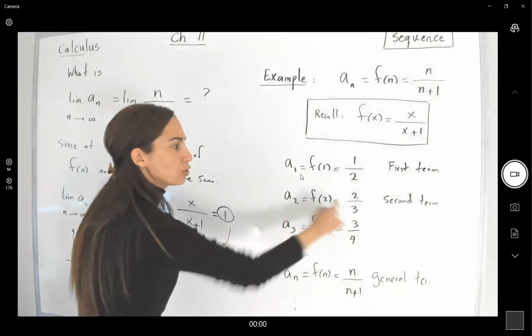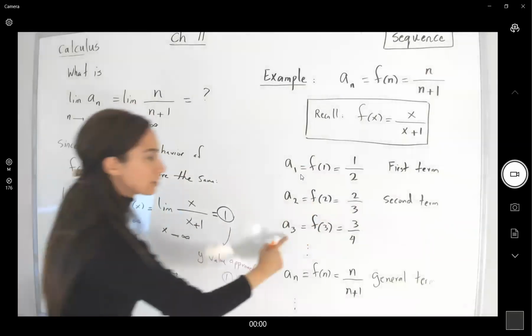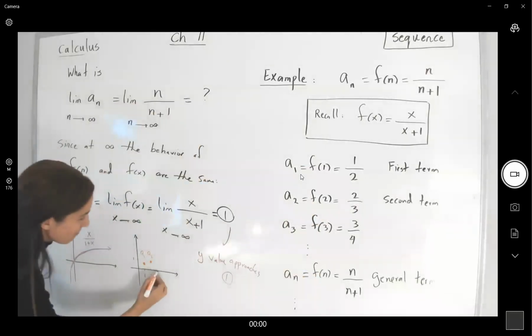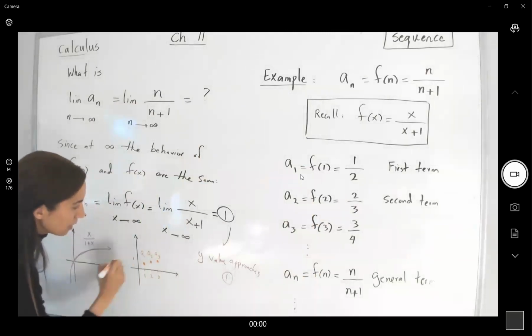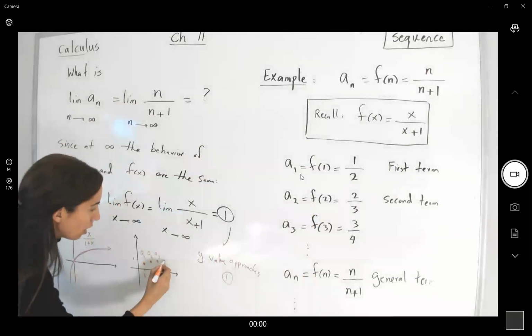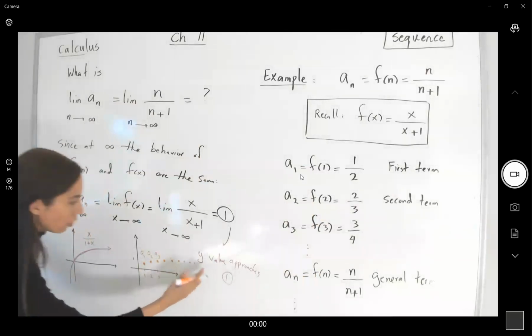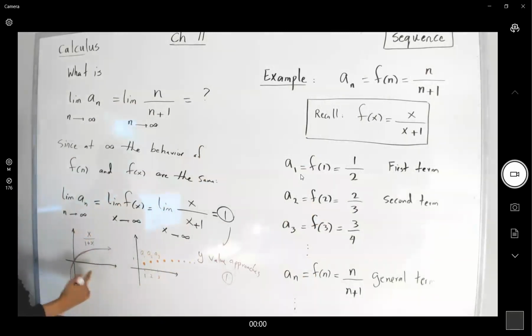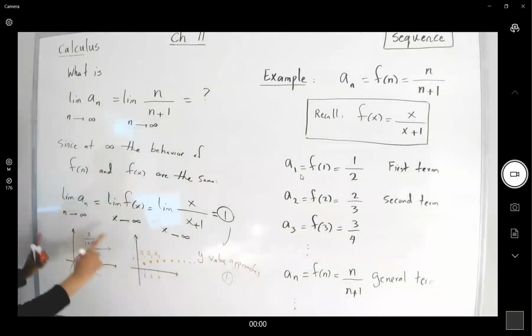When n is 2, you get 2/3, a little bit above this. When n is 3, you get 3/4, just a little bit up here, a sub 2. And it continues as some dots. So the graph is discrete. It's not continuous like this. That's the difference between a sequence and a function.